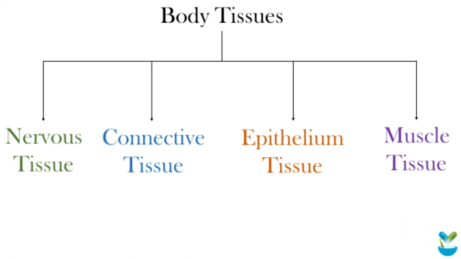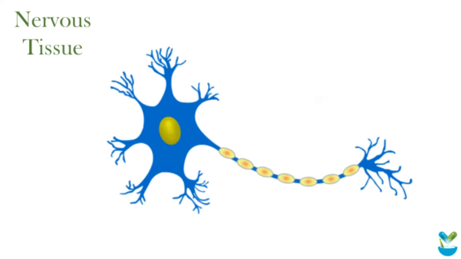Now we'll see and talk about what different types of tissues are present in the body and what functions they perform. Nervous tissue is responsible for control and integration in the body. It is found in the nervous system and consists of neurons or nerve cells.